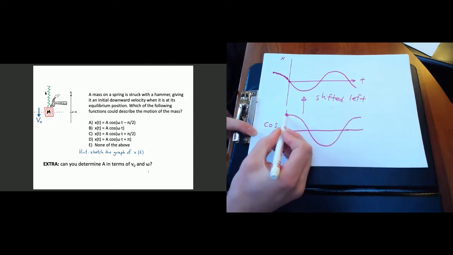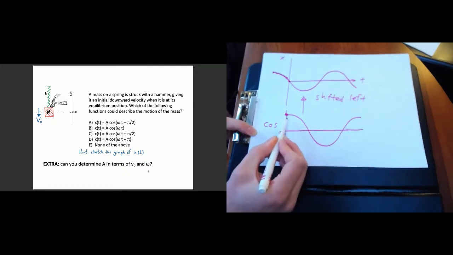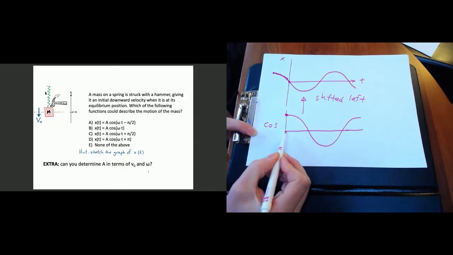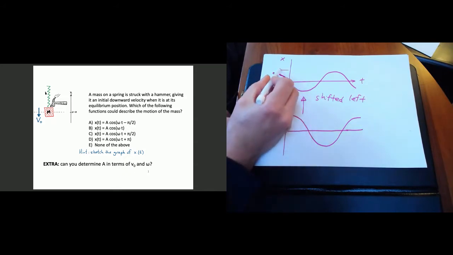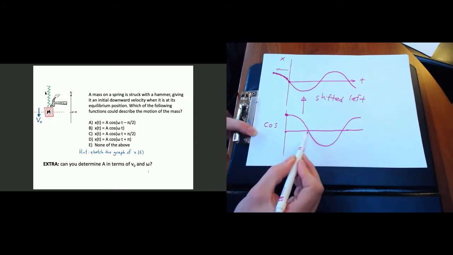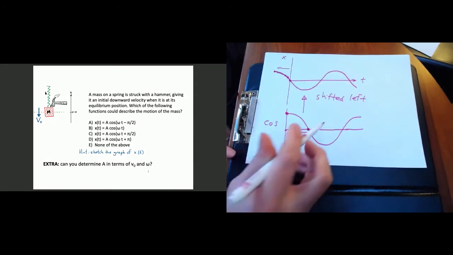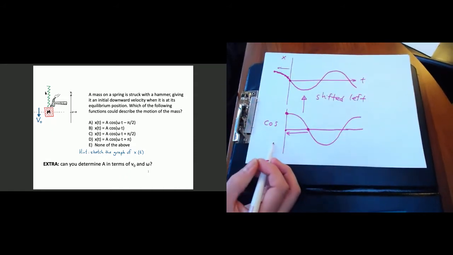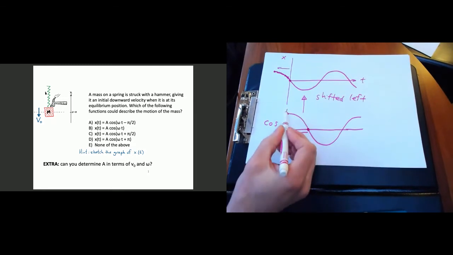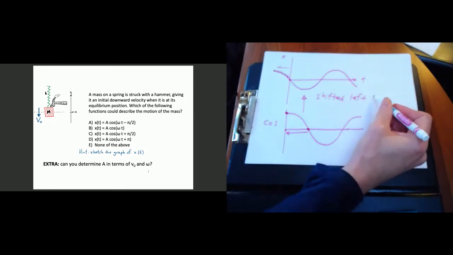Okay, so the maximum of the cosine is here at 0 in the standard cosine. And then in our case, this would be shifted to the left. The first 0 of the cosine is there, but in our case, that's right at time equals 0. So it's shifted to the left, and it's shifted to the left by an amount which is a quarter period.